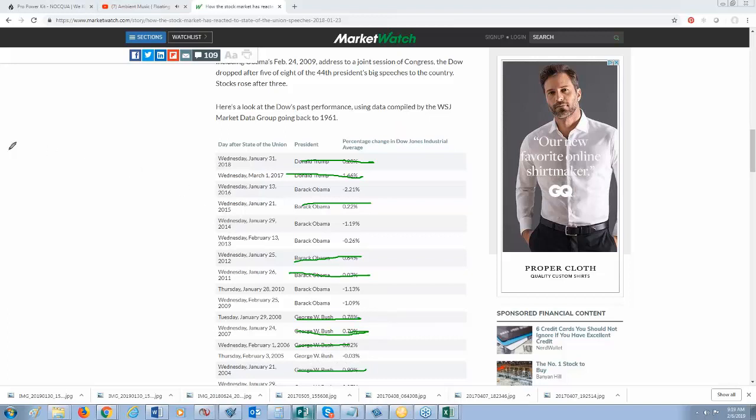If you're a Republican president, the markets usually go up after your State of the Union. If you're a Democratic president, the markets fell. Last two times Trump spoke, it went up.